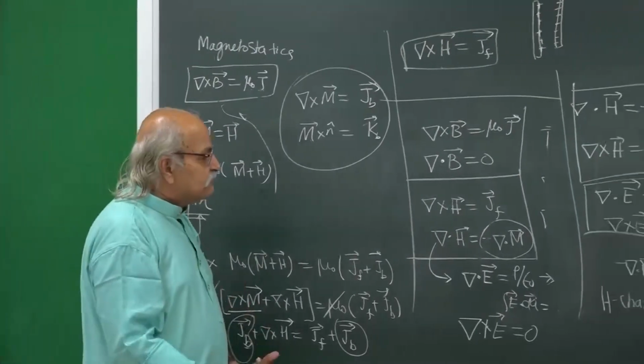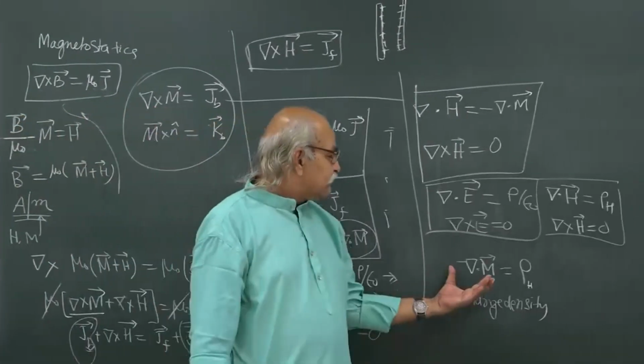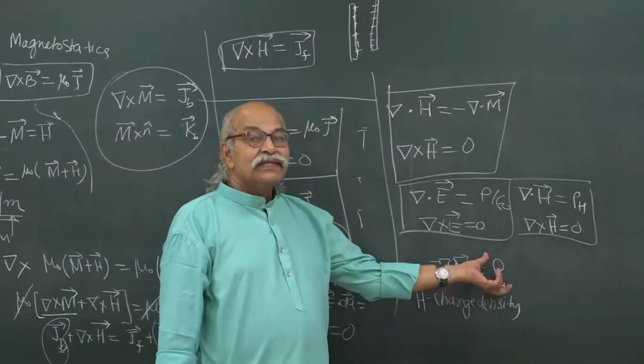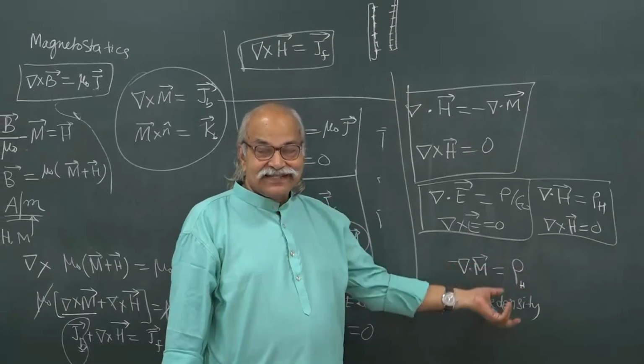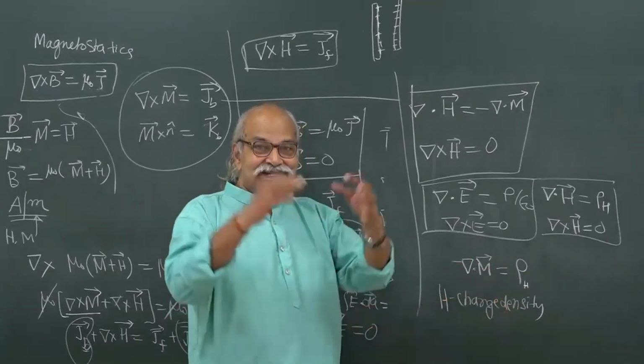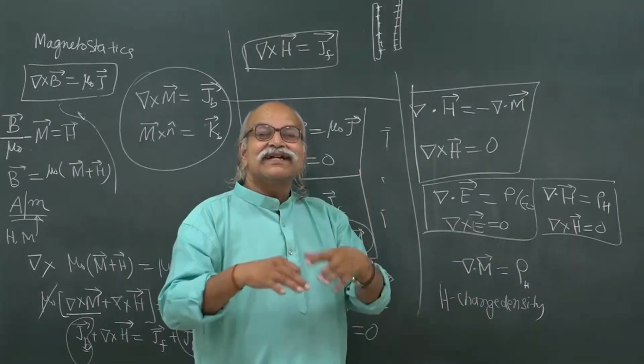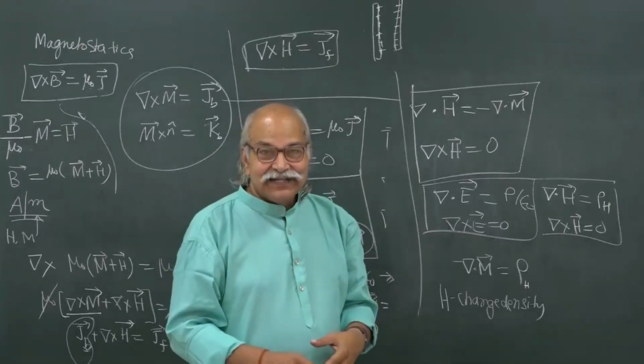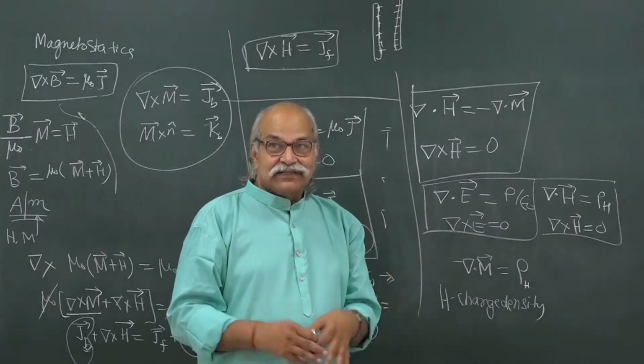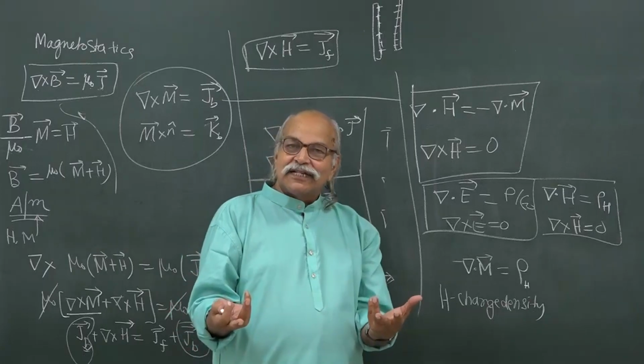If M is given, you see what is the divergence of M, so that you know what is rho H, what is this H charge density. So, in the material you see what is that H charge density.